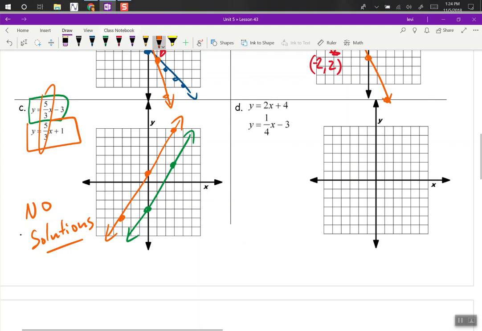Our next equation, y-intercept is 4, slope is 2, up 2, right 1, down 2, left 1. And our next equation, y-intercept is -3, slope is 1/4, that's up 1, right 4, or down 1, left 4. And we can see that we run into each other at this point, which looks to be -4, -4.